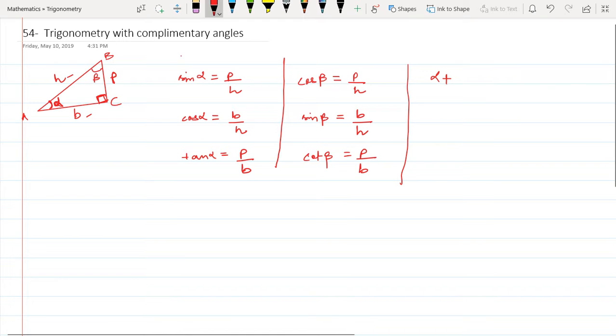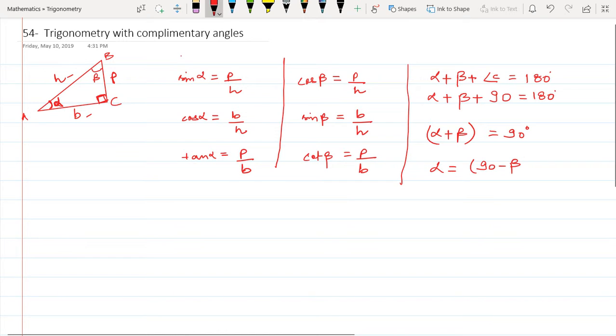So we know that alpha plus beta plus angle C is equal to 180 degrees. Now alpha plus beta plus angle C, which happens to be 90 degrees, is equal to 180 degrees. This means that alpha plus beta is equal to 90 degrees, and what this means is alpha is equal to 90 minus beta, or beta is equal to 90 minus alpha. Now remember this, alpha is equal to 90 minus beta, or beta is equal to 90 minus alpha.